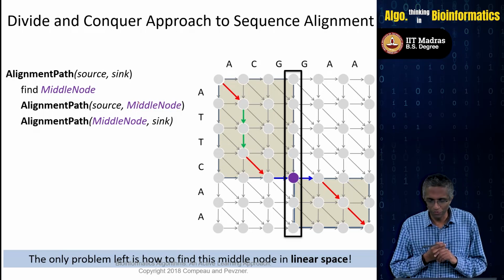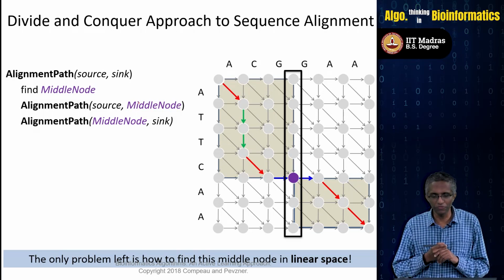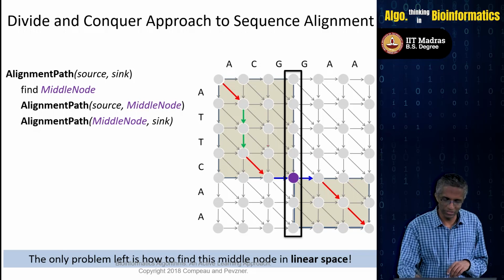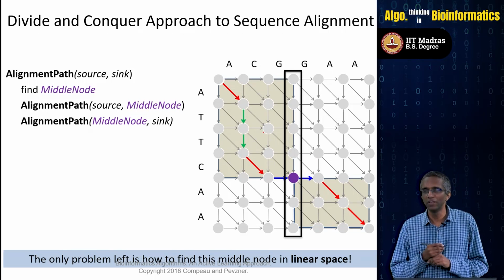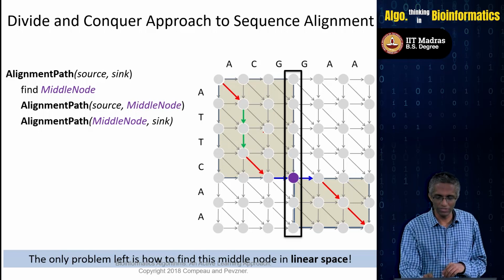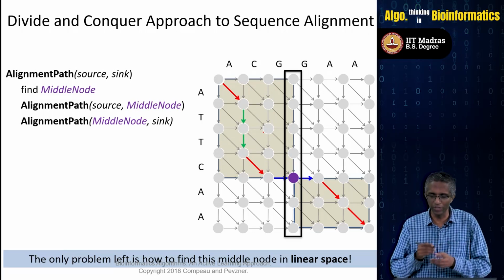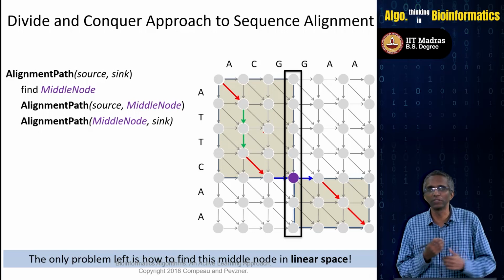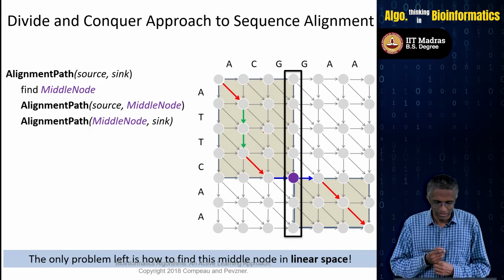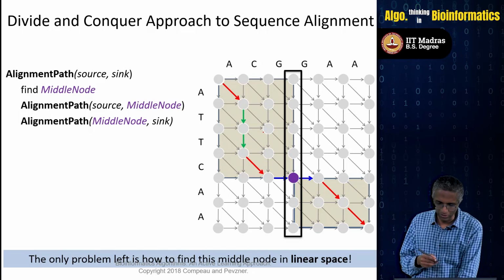If you find the middle node in linear space, then you can divide this problem into two other subproblems by looking further at the middle node on the left side and the middle node on the right side, and then you can keep on doing it and figure out all the nodes along the path. So can we find the middle node in linear space?